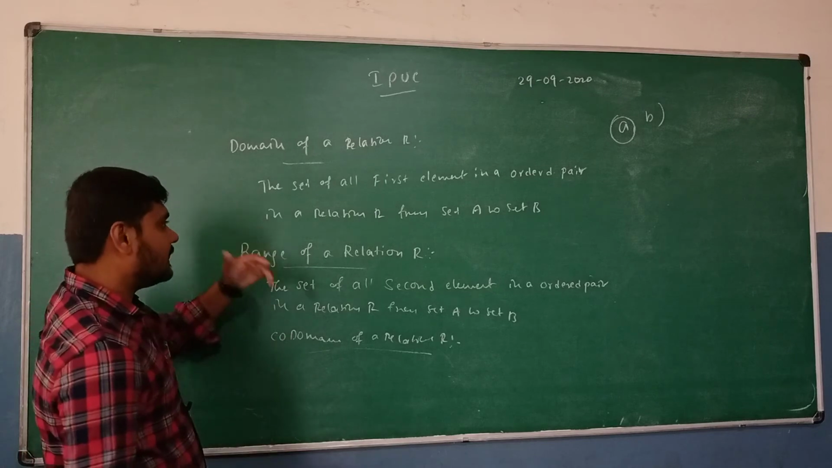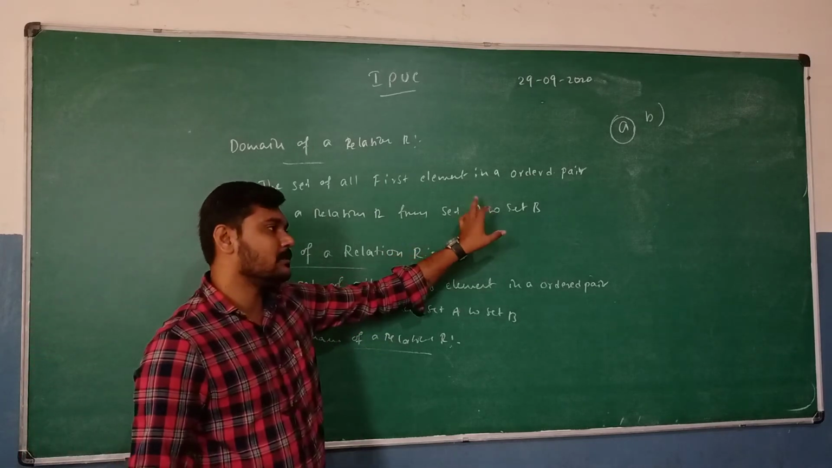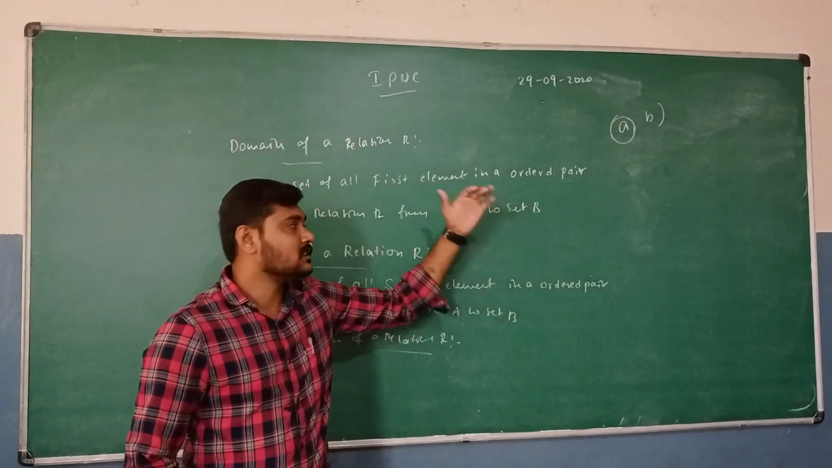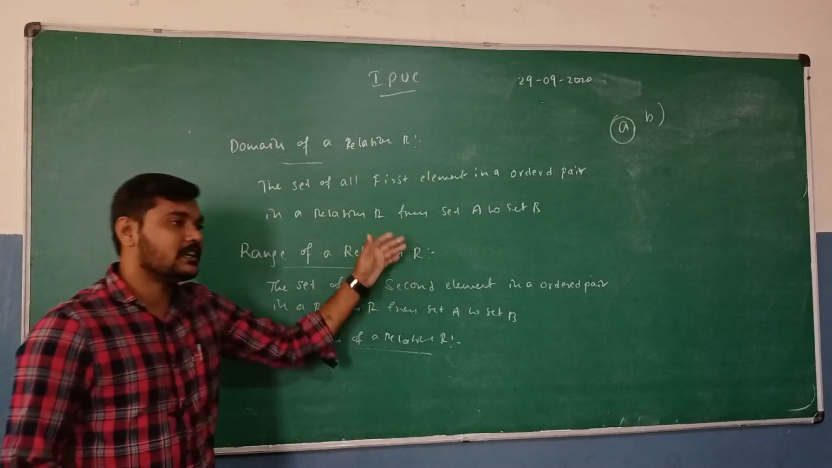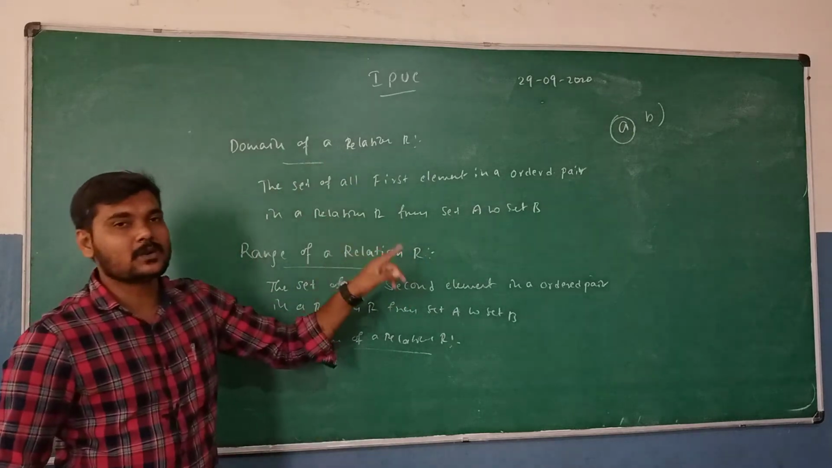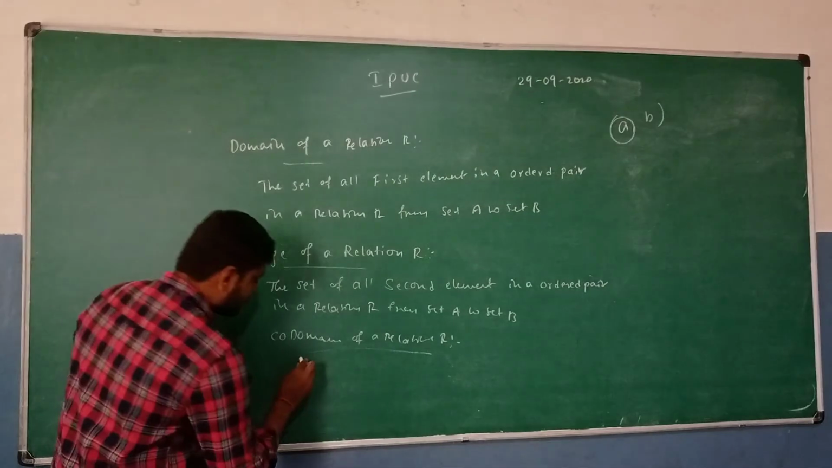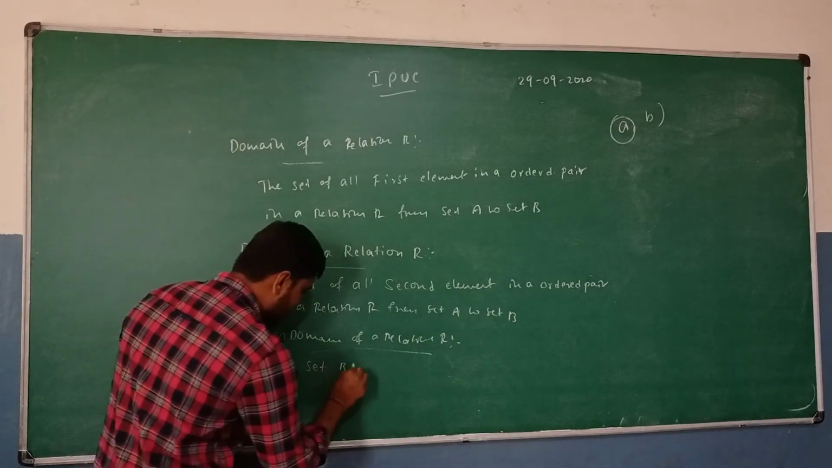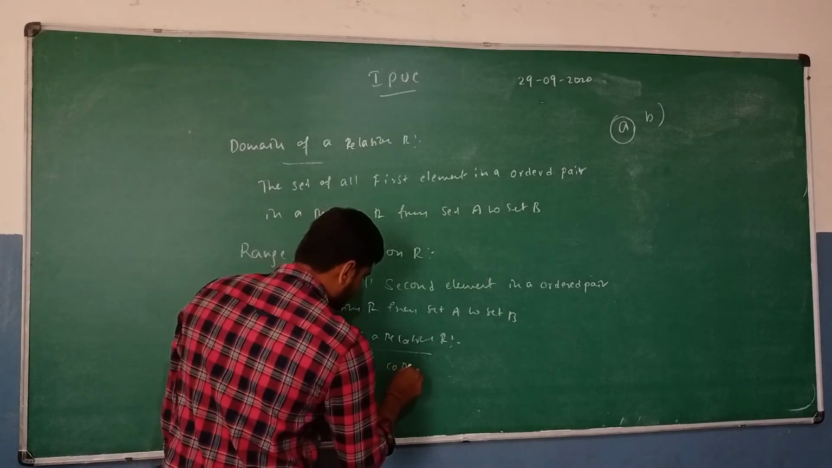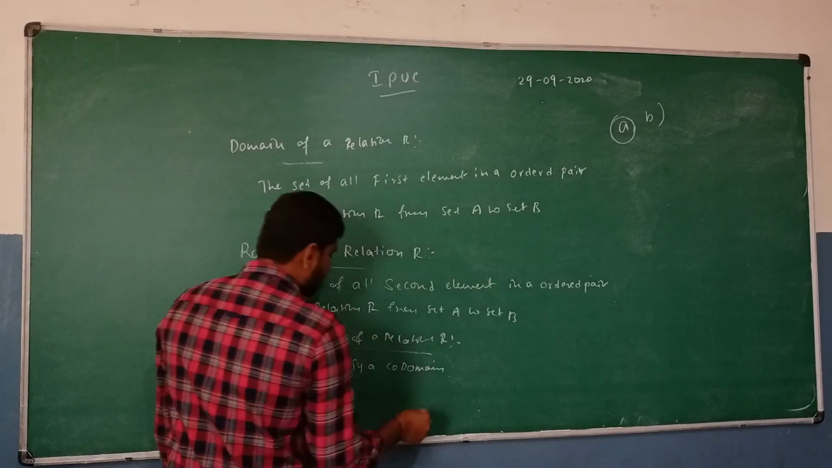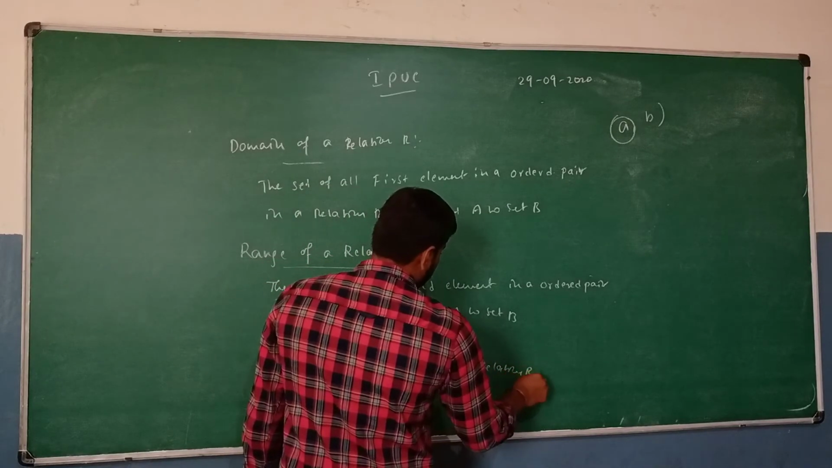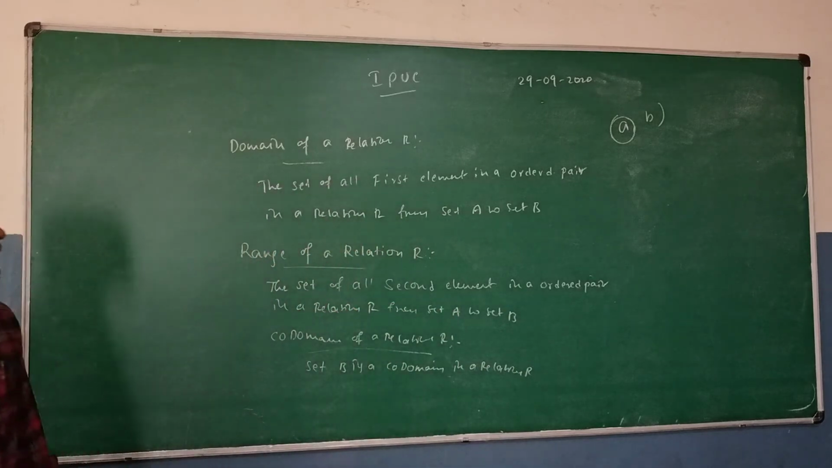Here we are building a relation from set A to set B. So the first element is in the domain, the second element is in the range, and the complete set B is going to be the codomain. We can say that the complete set B is the codomain in a relation. Okay, so these are the important concepts in a relation.